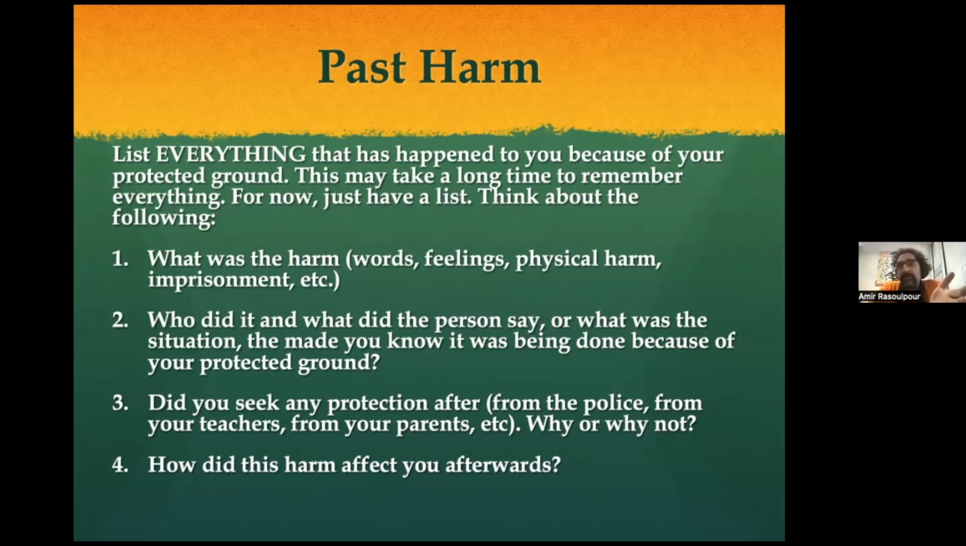Was the place in which they harmed you a place of worship? Because they were harming you at this place of worship, or close to it, you know that they were harming you because of who you are, right? You have to make this connection very, very clear. Don't assume that the asylum officer or the immigration judge knows. You need to say it. And then, did you seek any protection after you were harmed? Why or why not? And how did it affect you afterwards?